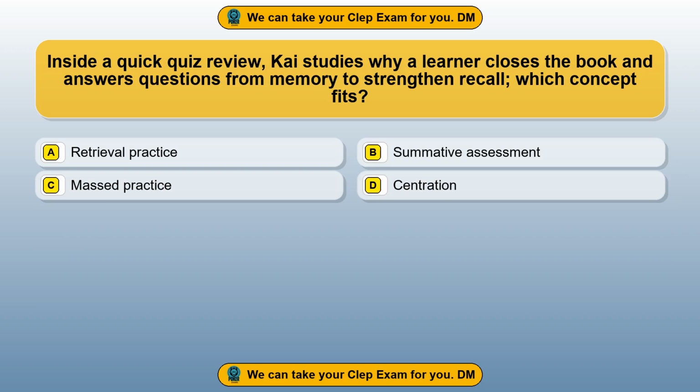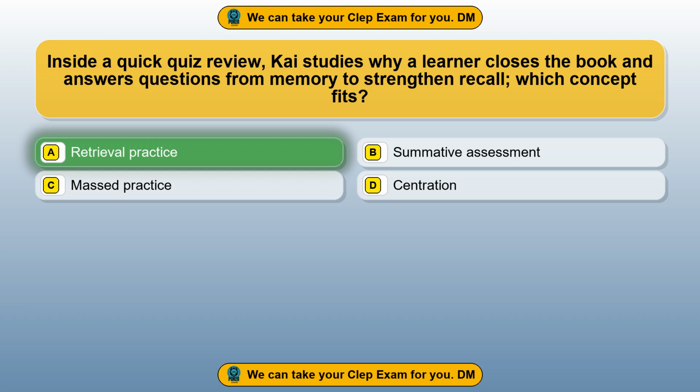Question 37. Inside a quick quiz review, Kai studies why a learner closes the book and answers questions from memory to strengthen recall. Which concept fits? Option A, retrieval practice. Option B, summative assessment. Option C, massed practice. Option D, centration. The correct answer is option A, retrieval practice.